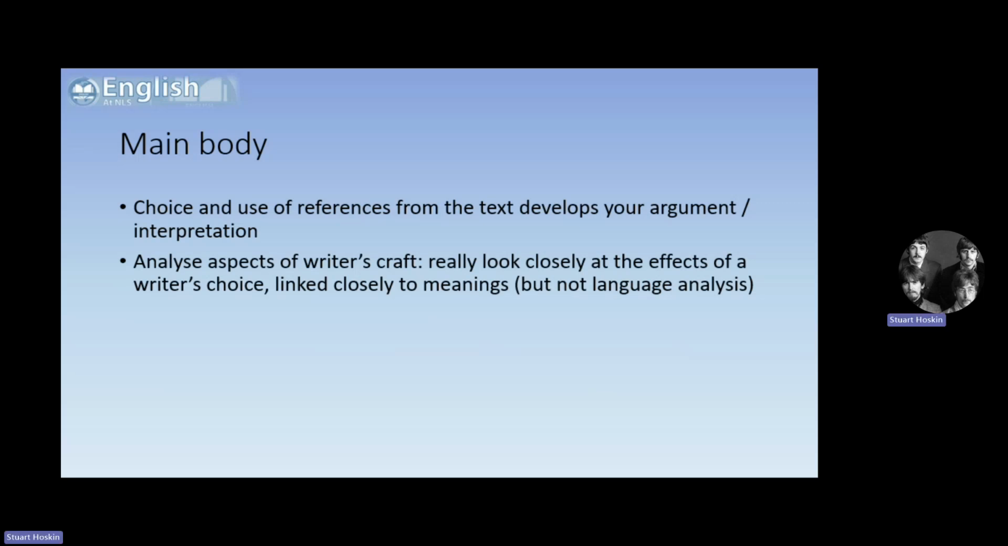When you're then going to AO2, what we then do want you to do at a high level is really look at the effects of writers' choices. And choices is broad. When we're looking at writers' methods, we're looking at characterization, for example. Right? It doesn't have to be choice of a word.